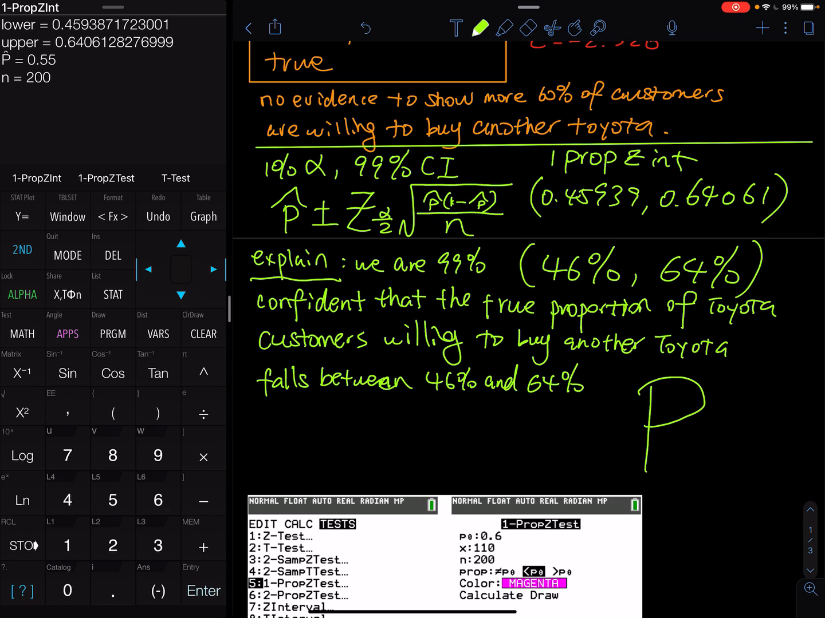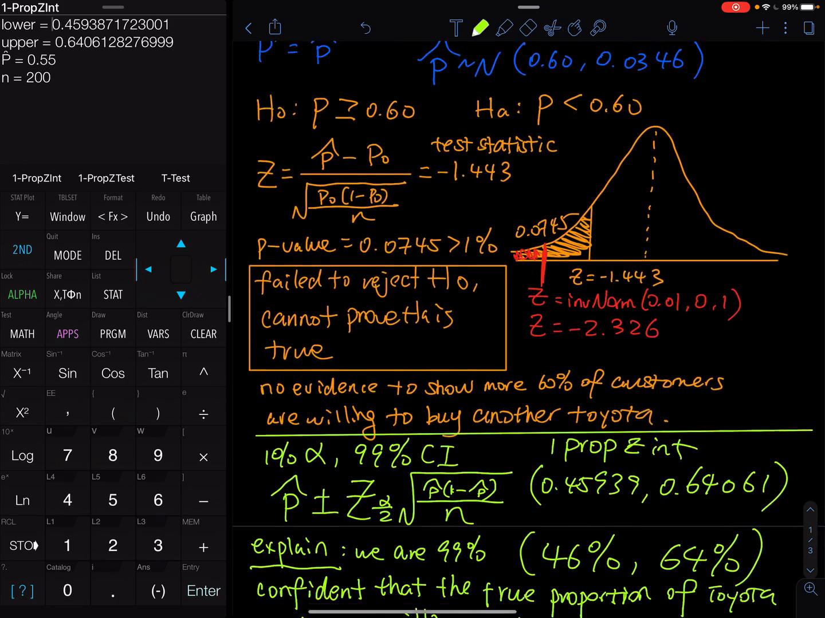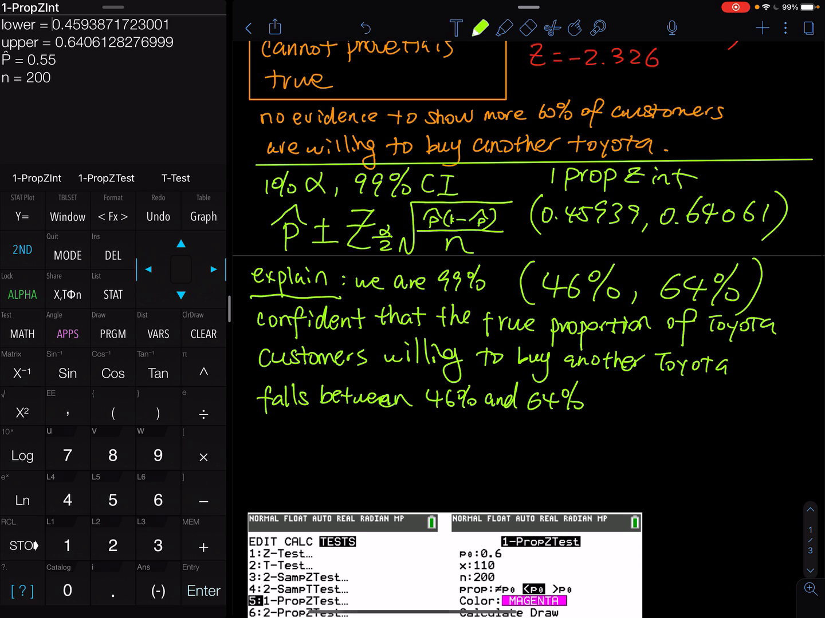And then in this problem, I have a H naught, right? What is the H naught? What did I propose? I propose at most 60%. So let's switch color again. So we are trying to verify. We propose H naught: P is greater than or equal to 60%. Is this inside or outside?